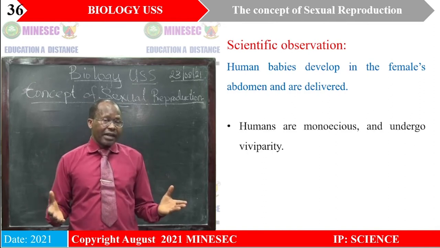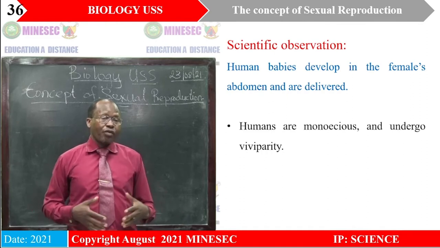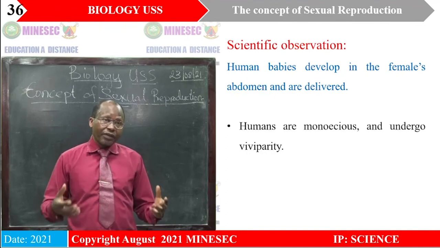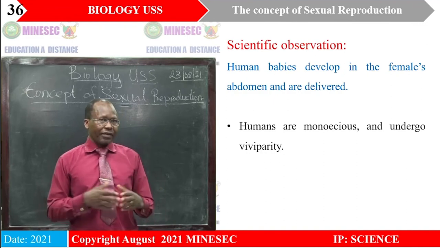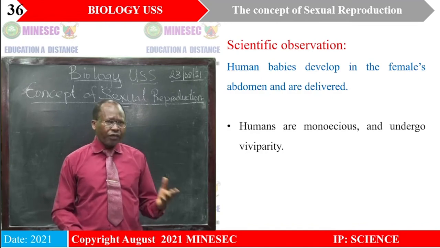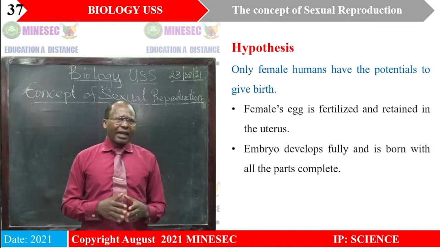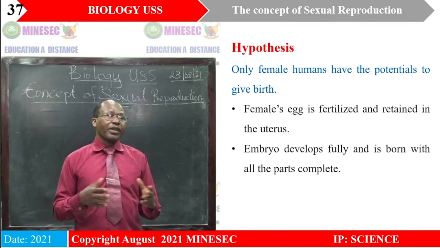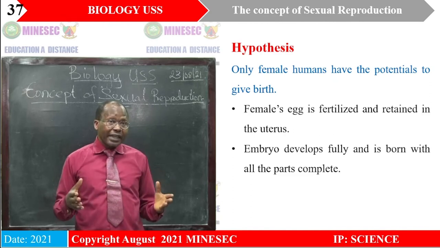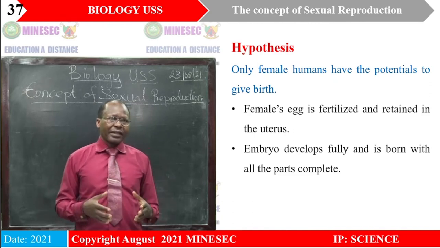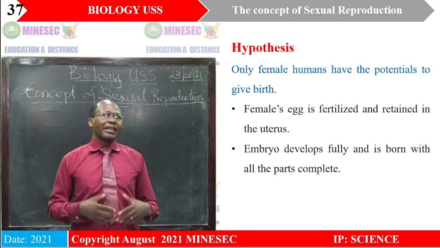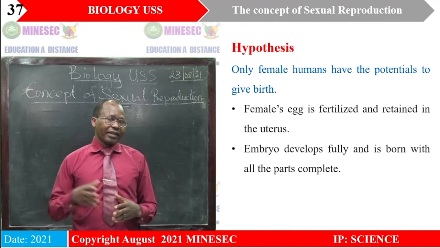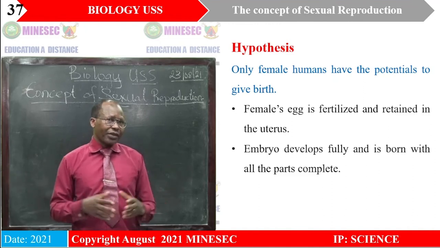We have seen clearly that when the egg in humans is fertilized, the development is internal, and they are only delivered when they are mature to a certain level. Therefore, humans undergo viviparity. Then, our hypothesis was that only female humans have the potential to give birth. We have seen that in female humans, the egg is fertilized and retained in the uterus. But is it only in female humans? Dogs equally do that. Elephants do that. And many other animals do that.